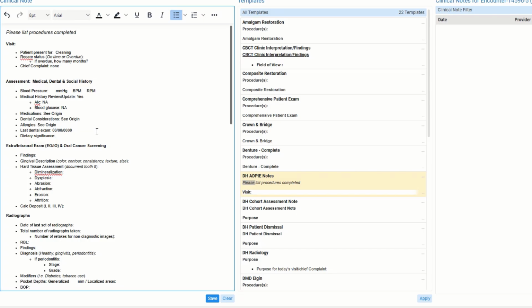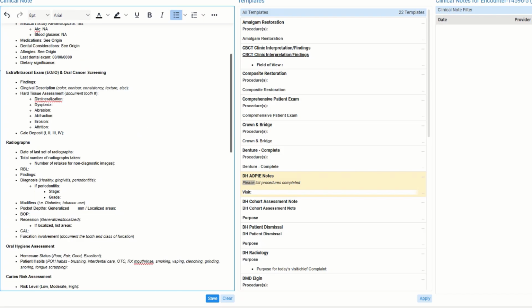Dietary significance. This one is kind of think back to your nutritional counseling. Ask your patient, what is your favorite food? What do you like to drink during the day? Do you have a sweet tooth? This gives you a better understanding of things that you may or may not want to modify when you're talking about your oral hygiene instructions. So definitely talk to them about their dietary significance, which is huge when it comes to caries, right?